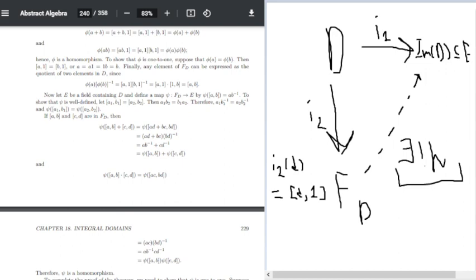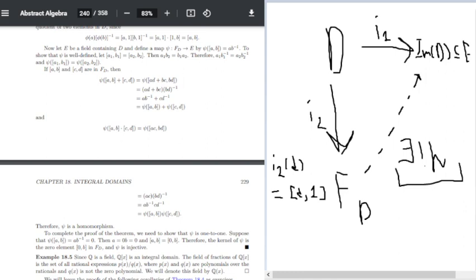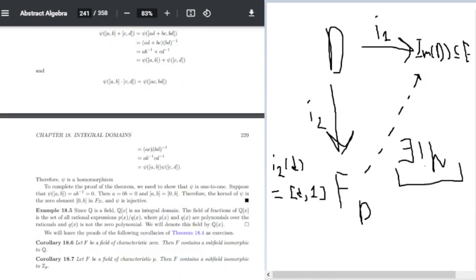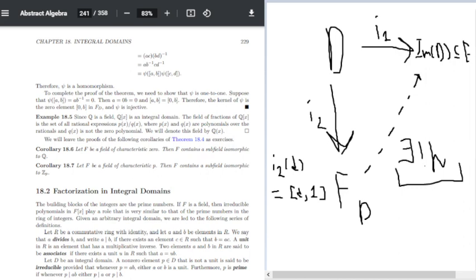And psi of A/B times C/D is equal to psi of AC/BD, which is equal to (AC)(BD) to the minus 1, which is equal to AB to the minus 1 times CD to the minus 1, which is equal to psi of A/B times psi of C/D. Therefore, psi is a homomorphism. To complete the proof of the theorem, we need to show that psi is 1-to-1. Suppose that psi of A/B is equal to AB to the minus 1 is equal to 0. Then A is equal to 0, and A/B is equal to 0/B. Therefore, the kernel of psi is the zero element 0/B in FD, and psi is injective.